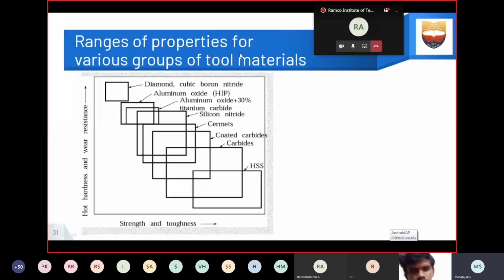Now the range of properties for various groups of tool material. One thing is very clear: high speed steel is a very tough material. Its yield strength is very high, but it's not hard. But diamond, cubic boron nitride and aluminum oxide have very low toughness but are very hard materials, with high hot hardness. So we go for diamond and aluminum oxide for machining high temperature application materials.